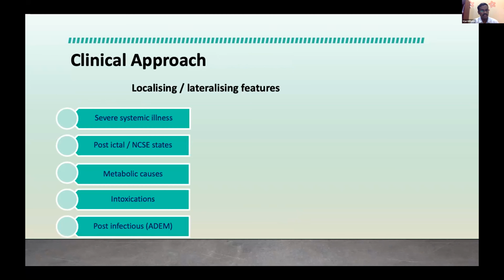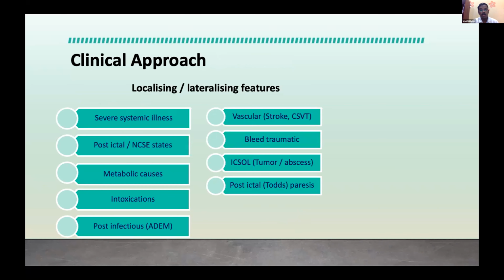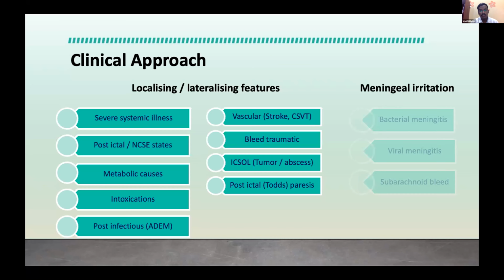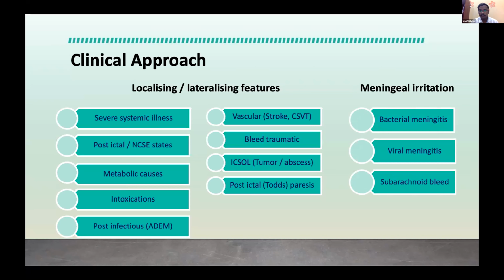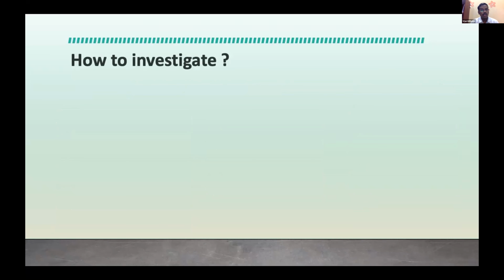It can be any of the severe systemic illness, be it shock, or it could be post-ictal or a non-convulsive status, any metabolic or intoxication or a post-infectious cause which can lead on to a diffuse presentation, or it could be a vascular event or a bleed, or post-ictal Todd's paralysis if there are any signs of focality in our examination. If there are clinical signs of meningeal irritation, it could be an infective process, or sometimes subarachnoid bleed can also present with significant meningeal signs.